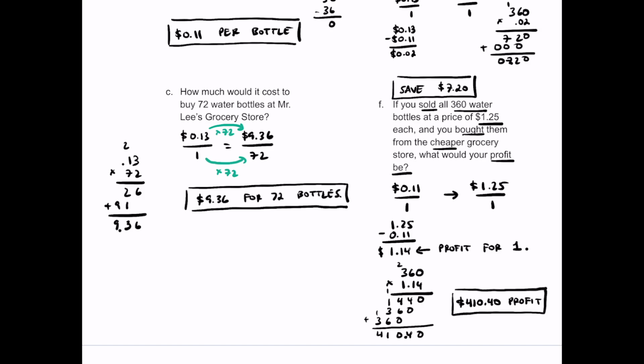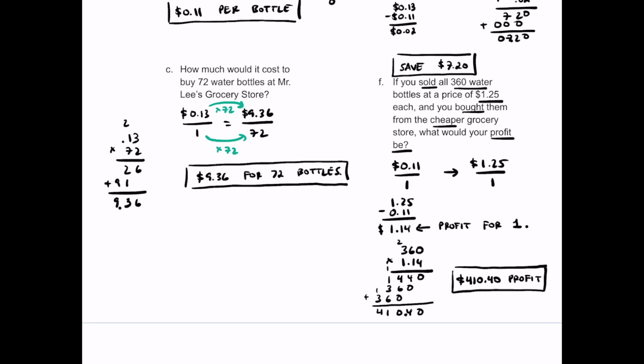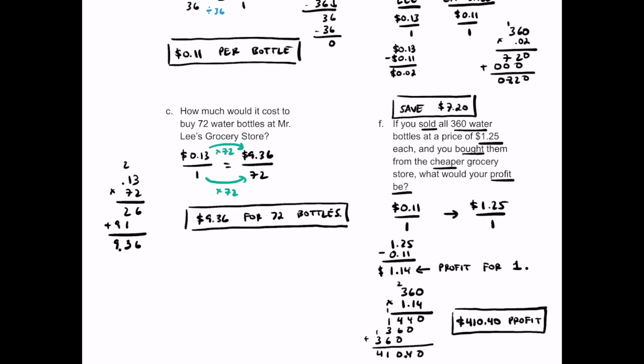Okay. Another way you could think about this, I think that's the last question, yeah. Another way you can think about this last problem is if you wanted to do it a little bit differently, you could see how much it would cost you to buy 360 of these. So if you took the 0.11 and multiplied that by 360, then you would get how much you spent, right? And then you could take the $1.25 you sold them at and multiply by 360, and that's how much you made. But then you'd have to take how much you made and subtract what it cost you, and you would still get this $410.40.